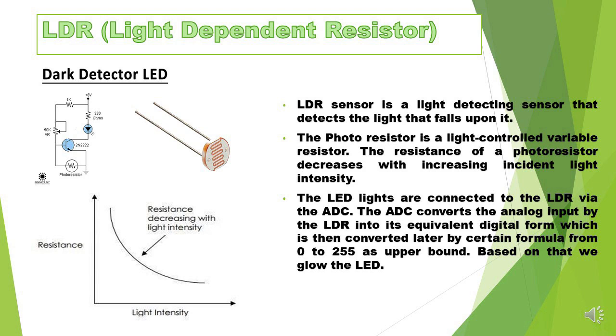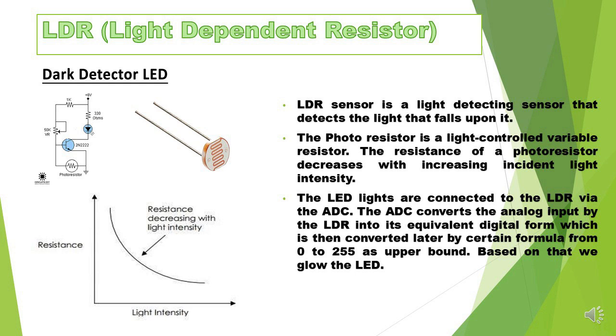The LED is connected to the LDR via the analog to digital converter. The analog to digital converter converts the analog input from the LDR into its equivalent digital form, which is then converted by a certain formula to a range from 0 as the lower bound to 255 as the upper bound, and based on that we glow the LED. For example, if the value is 255, then the LED will glow to its full brightness. If the output value is 0, then the LED will be completely off.